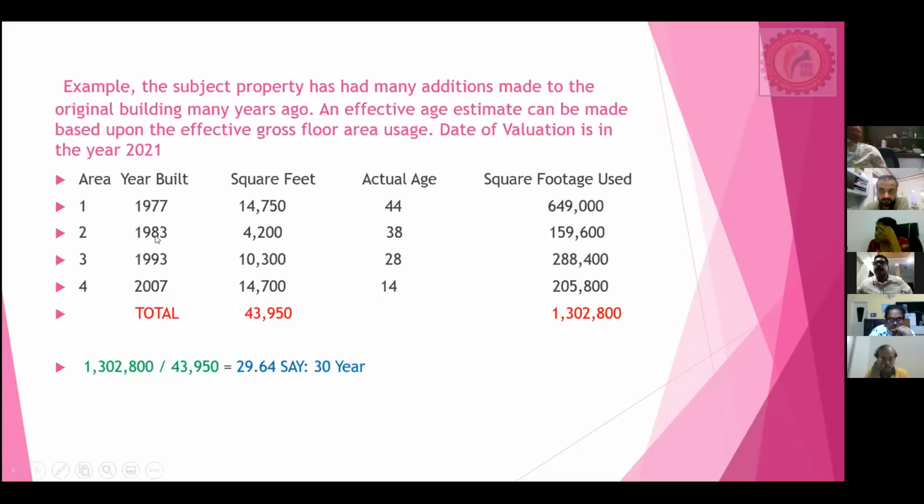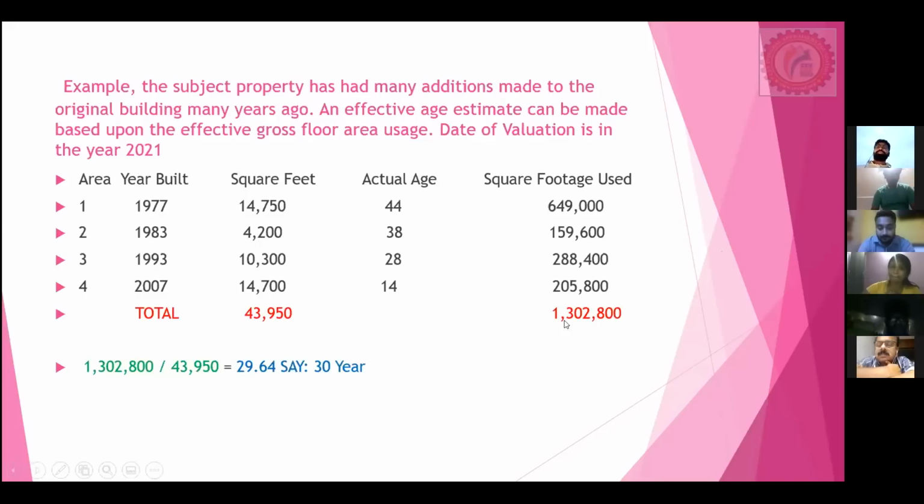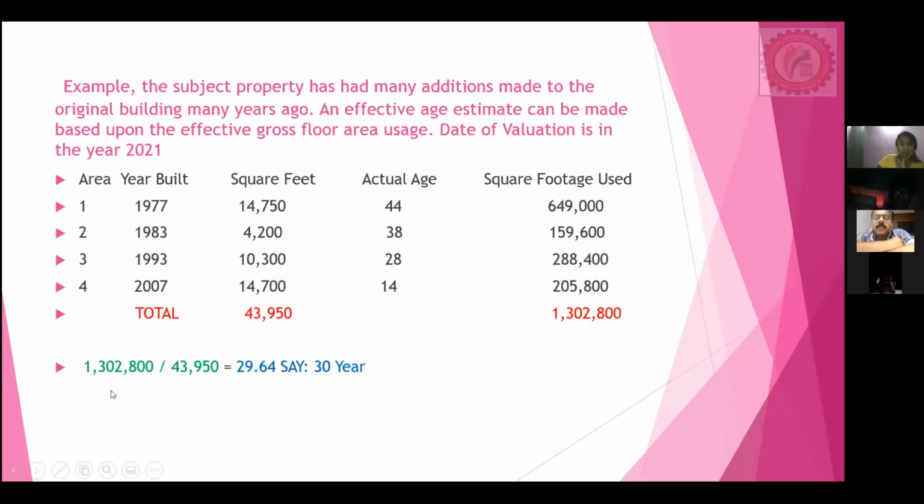Now, 1983, 4,200. Actual age is 38. Now, for 1983, I have multiplied only the age with the square foot. Now, the total square foot is 13,02,800. The total area is 43,950. Now you divide this entire 13,02,800 by 43,950. Now we have got 29.64.